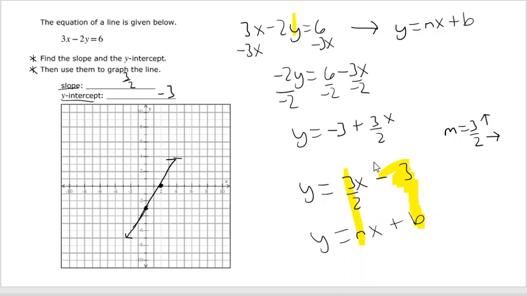Okay, now back at this step right here, if you were to have left your slope as negative 3 over negative 2, you can see from the y-intercept here of negative 3, if you move down 3, 1, 2, 3, and to the right 2, that still puts you on the same line. Okay, so a negative 3 over a negative 2 is the same slope as a positive 3 over a positive 2.